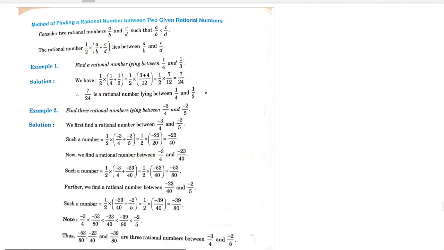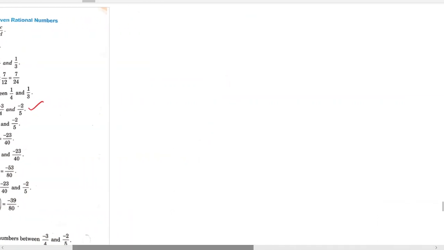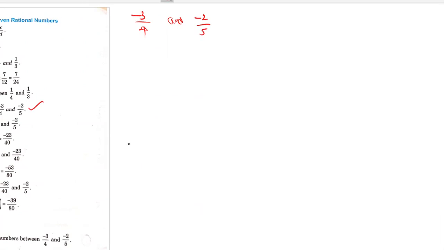So we'll take this example, minus 3 by 4 and minus 2 by 5. We have to find three rational numbers lying between them. Okay. Minus 3 by 4 and minus 2 by 5. Find three rational numbers lying between them.